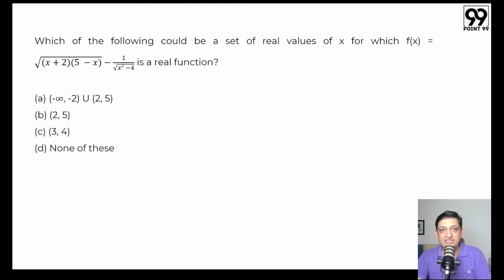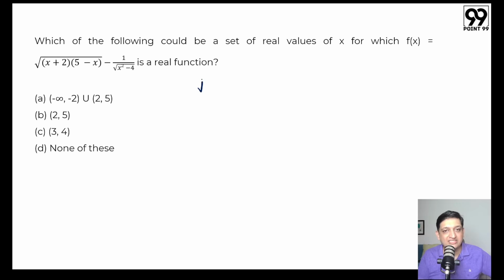Let's look at the next question. Again, try this question and then have a look at the solution. Now, this is a complicated function because it involves you inputting the value of x and the machine is going to tell you what is the value of root of x plus 2 into 5 minus x minus 1 upon root of x square minus 4.